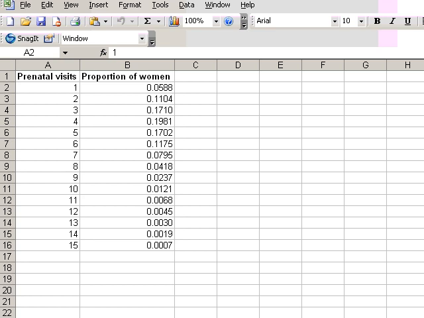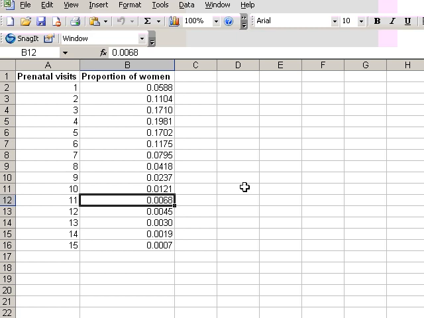So, in thinking about the calculation of the mean and standard deviation, we could think of the data shown here as representing the proportions, for example, of a population of 10,000 women who had these various numbers of visits, 1, 2, 3, 4, and so on. If we thought in terms of 10,000 women, we could look, for example, at 11 visits and see that of 10,000, 68 women had 11 visits.